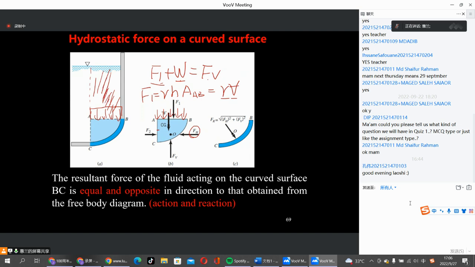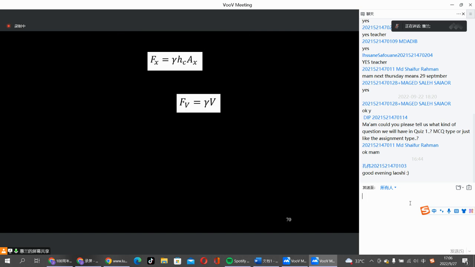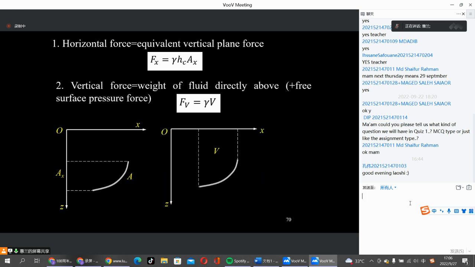So accordingly, from this equation, it's easy to know that the vertical component of the force of the curved surface on the fluid volume is equal to the weight of the fluid directly above the curved surface. This is the volume, and gamma times the volume will be the weight. This will be the vertical force.